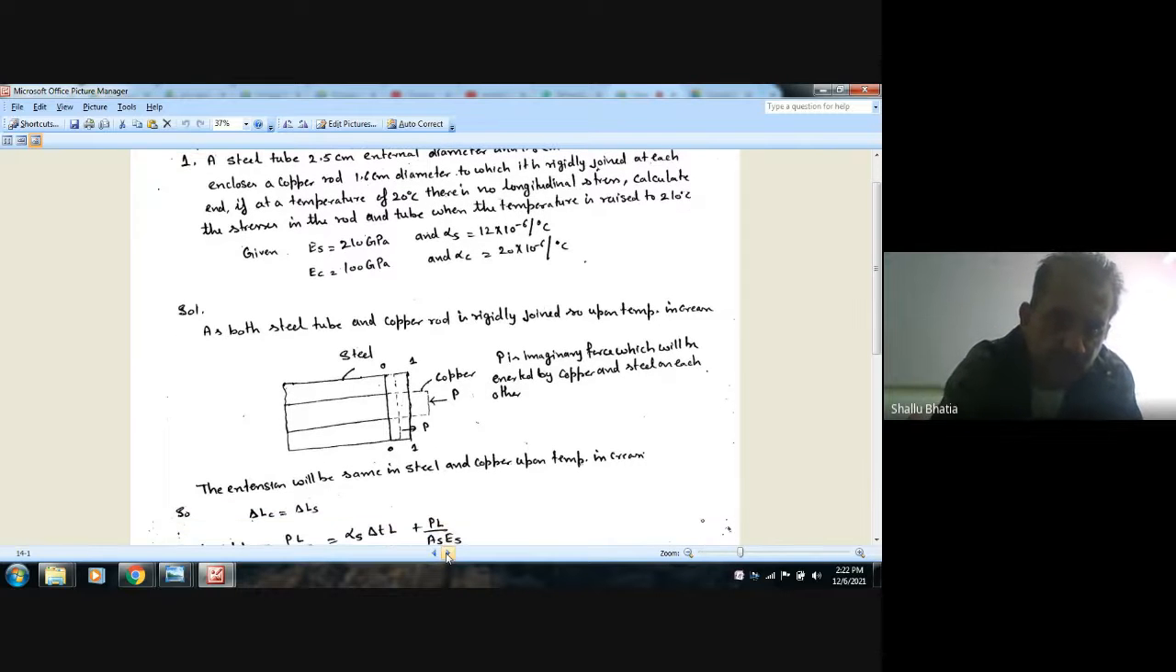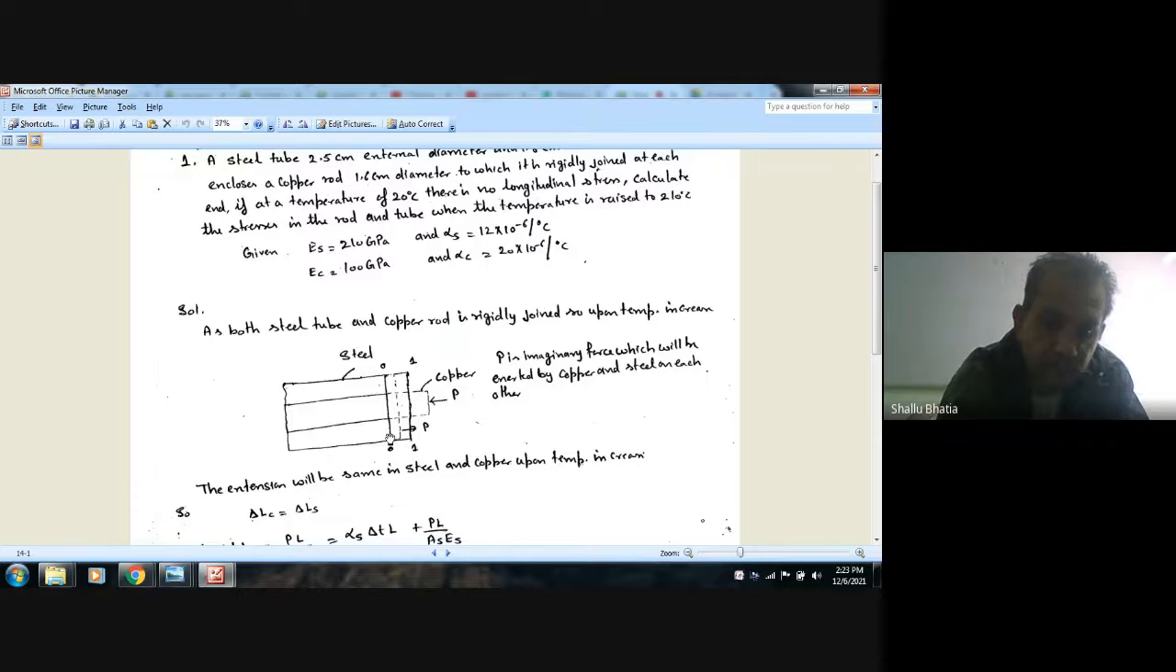So this is the steel bar, this is the copper bar. As alpha for copper is more, alpha will try to extend more as compared to steel. But this expansion is restricted by this force P, and this expansion is enlarged by this force P. So change in length of copper should be equal to change in length of steel.